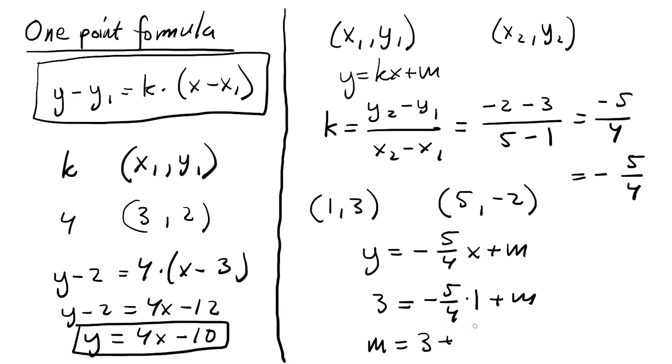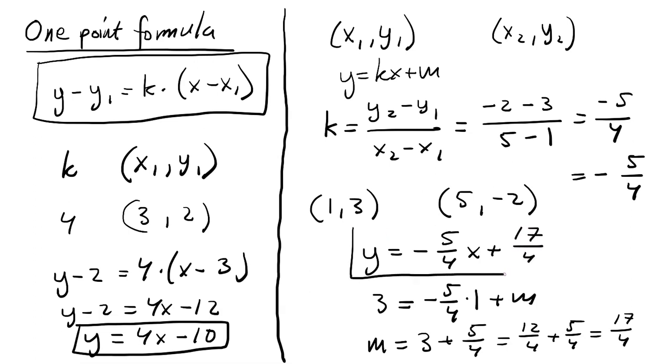It's 3 plus 5 fourths. And 3, that is 12 fourths plus 5 fourths. This is 17 fourths. So now I have m. So I can just exchange it here, and here is now my straight line. So if I have 2 points on the line, I can easily figure out the straight line.